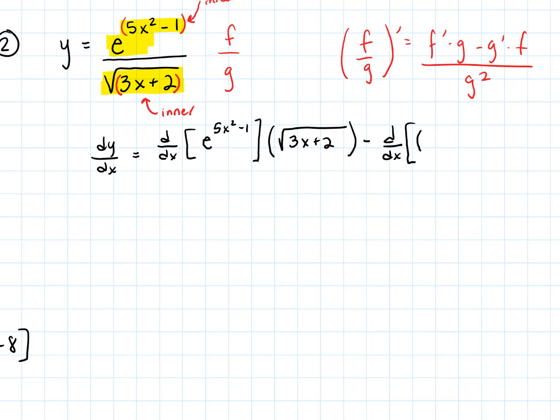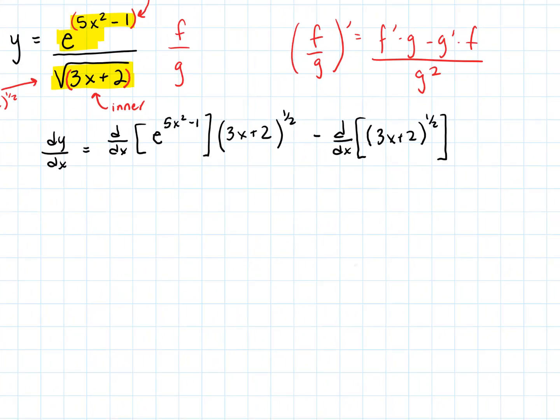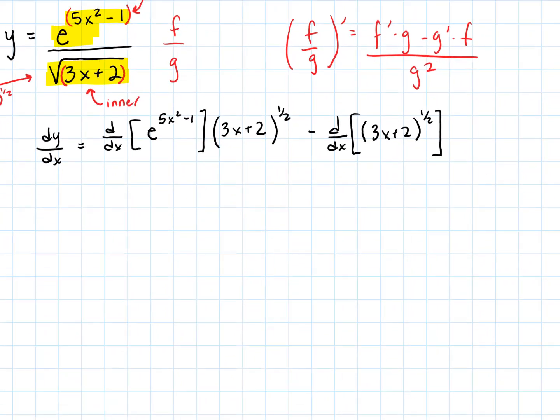Now, because this is the same as writing 3x plus 2 to the 1/2, that's how I'm going to write it in here. And in fact, let's go ahead and write it right here too. This will kind of simplify our notation. Let's just write that as 3x plus 2 to the 1/2. Instead of using roots, let's use those rational exponents. So when I take the derivative, I can apply that power rule within the chain rule. And then we need to multiply by the numerator.